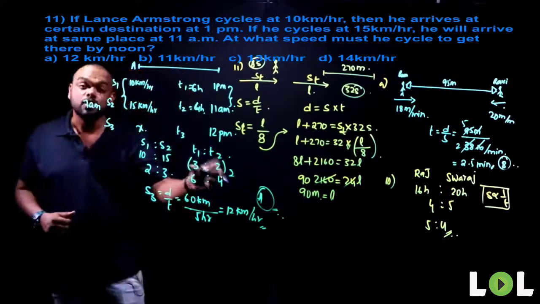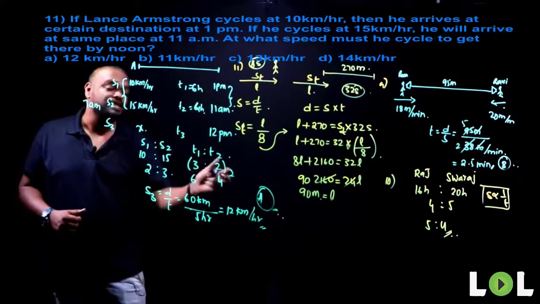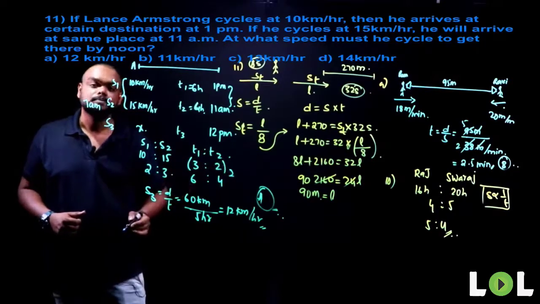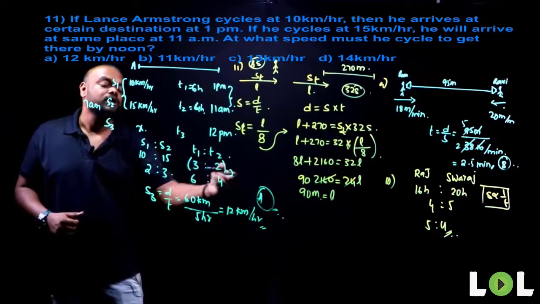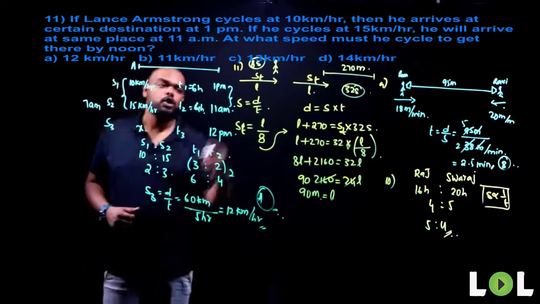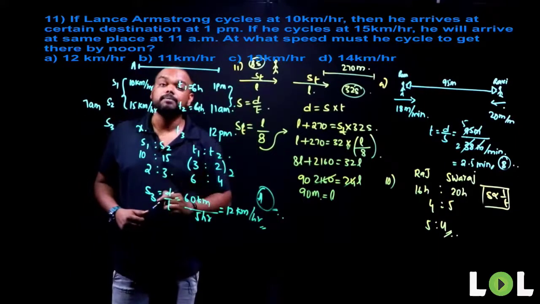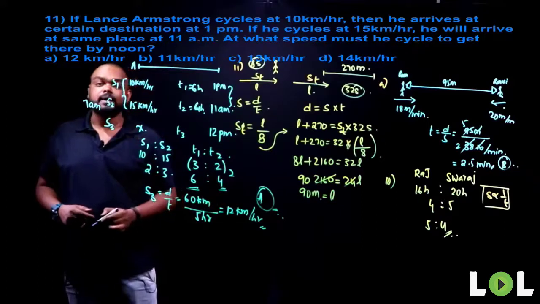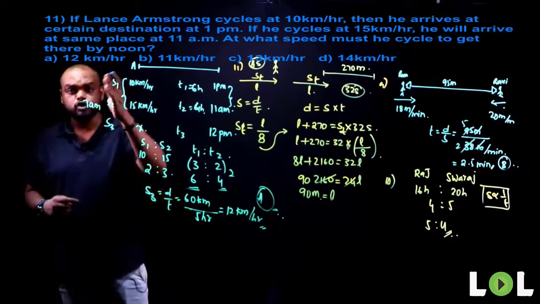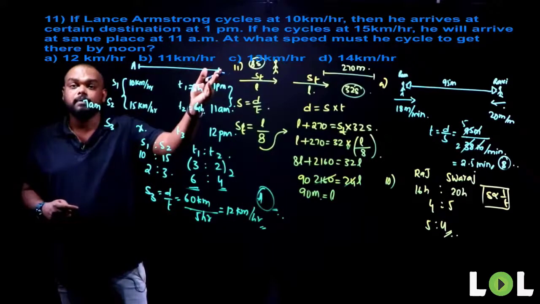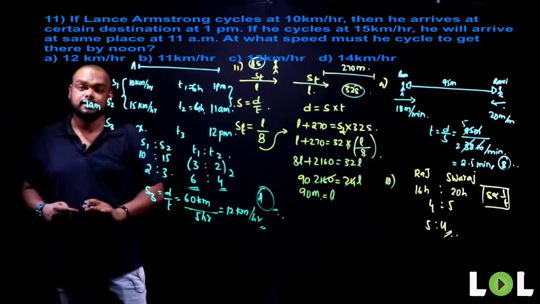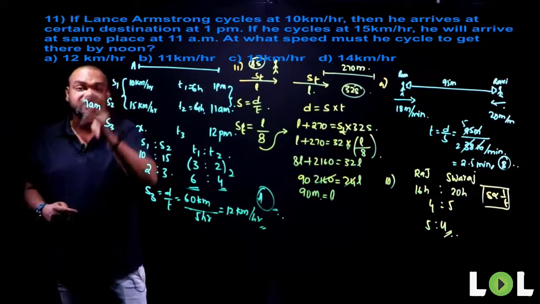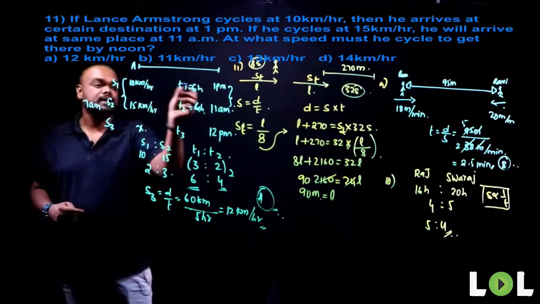Here it is only 1 hour. To make it 2 hours, multiply with 2. What happens? 3 into 2, 6 hours here. 2 into 2, 4 hours here. 6 minus 4, a 2 hour time gap. Absolutely. Now we know that on the first day he will take 6 hours, on the second day he will take 4 hours. At what time should he leave so that he will reach at 1 p.m. if he is taking 6 hours? Obviously, he must leave at 7 a.m. 7 a.m. plus 6 hours gives us 1 p.m.